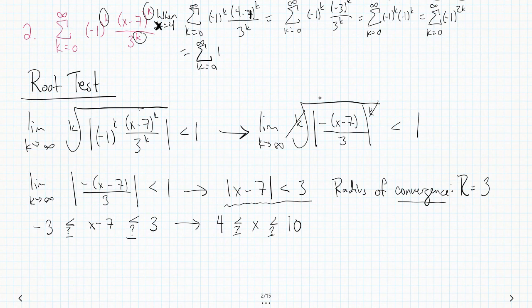So now you have the summation k equals 0 to infinity of 1. This is divergent by the test for divergence.